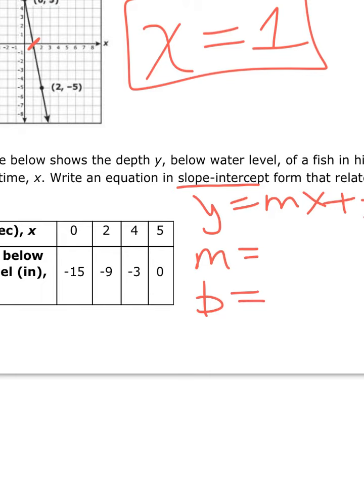There's the 0. What's the 0? It'd be the y-intercept. It'd be the b, right? Negative 15. Because when x is 0, y is negative 15. So we found our b.